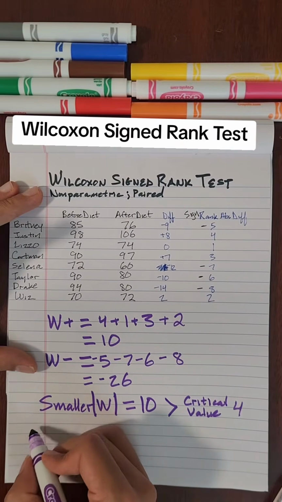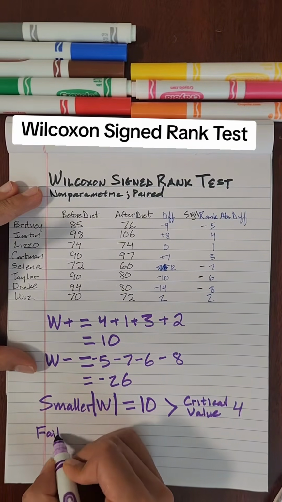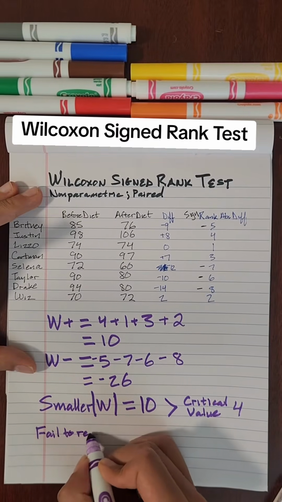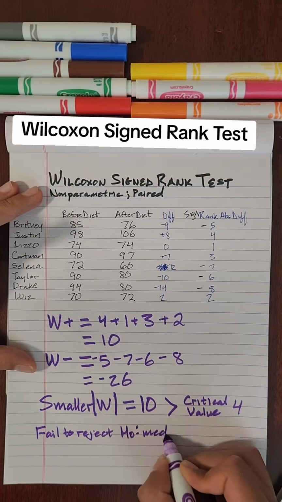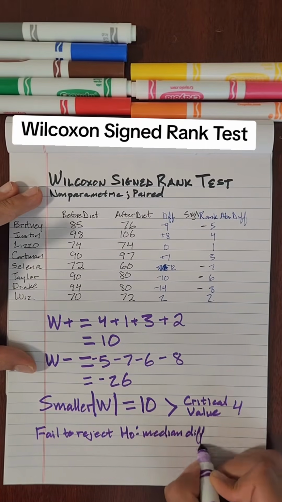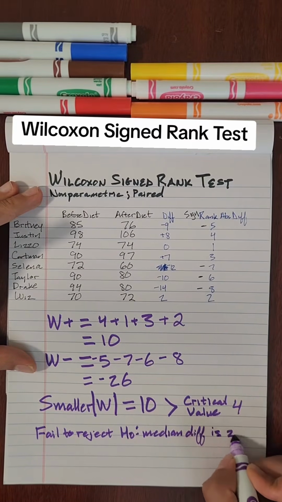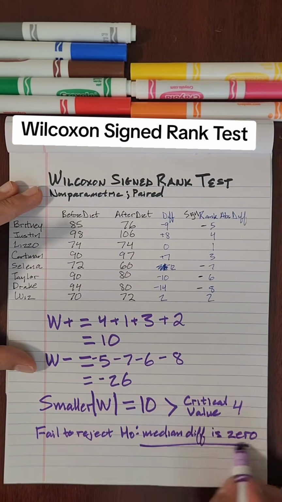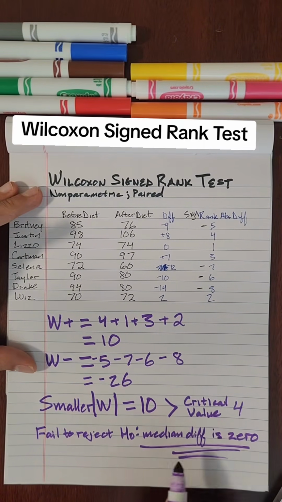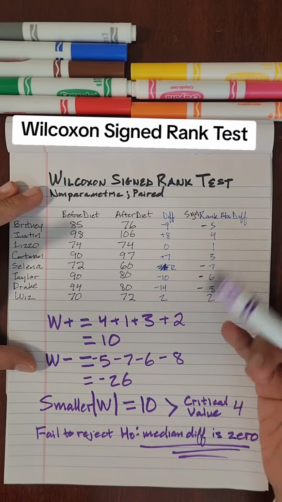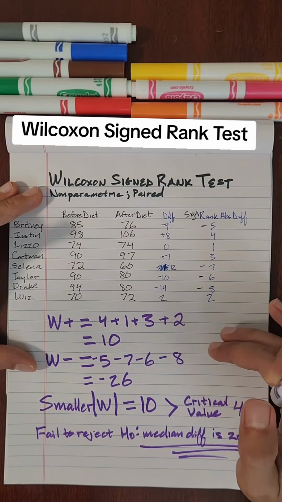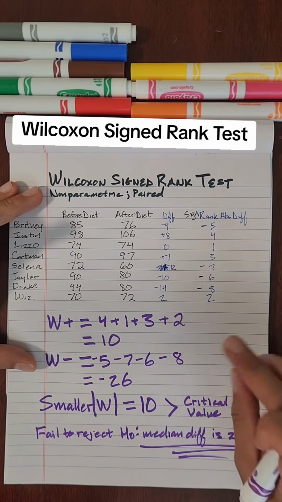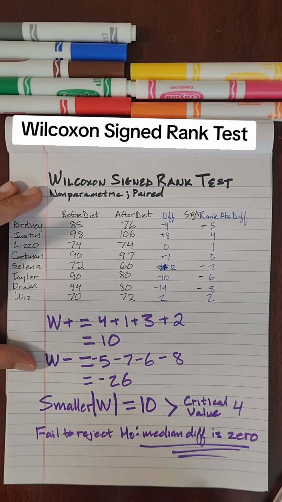And what does this imply? This implies we fail, interestingly, to reject the null hypothesis. And the null hypothesis is the median difference is 0. So the median difference is close to 0 in our case. And it makes sense because half the users kind of have a positive value and half the users have a negative value. And then the level of the extremity isn't extreme enough for us to reject this hypothesis.